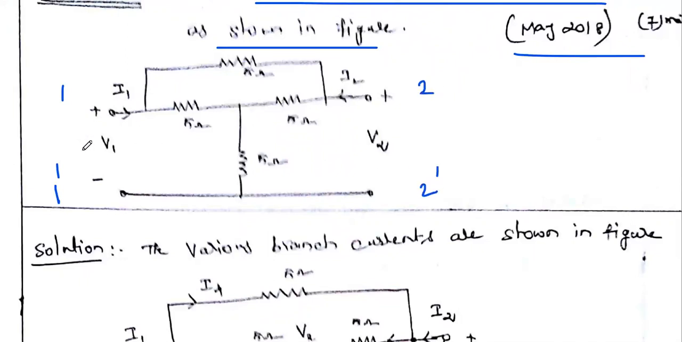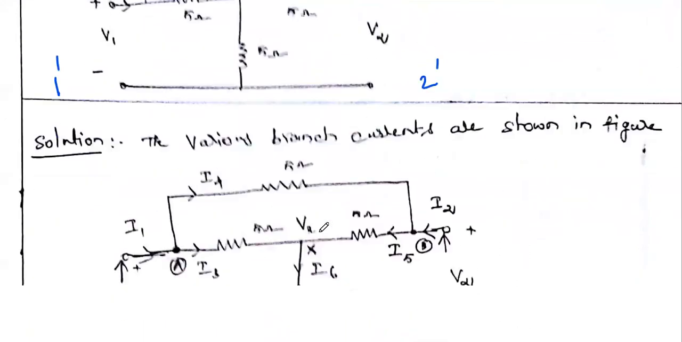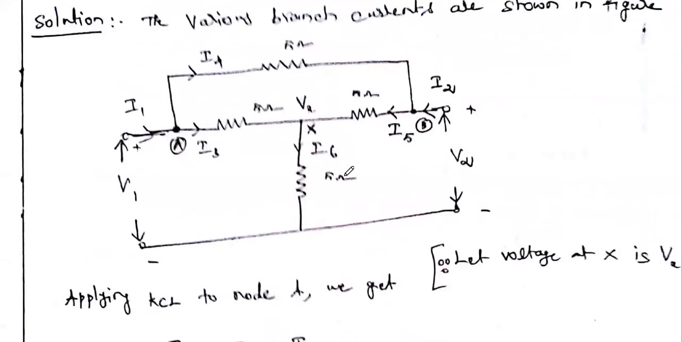Let us take the voltage at the first port as V1 and the current entering the port as I1. Similarly, the voltage at port 2 is V2, and the current entering the second port is I2. For this network, we are going to obtain the two equations, I1 and I2 in terms of V1 and V2. That is our aim. Except for I1 and I2, we have to mark the remaining branch currents.